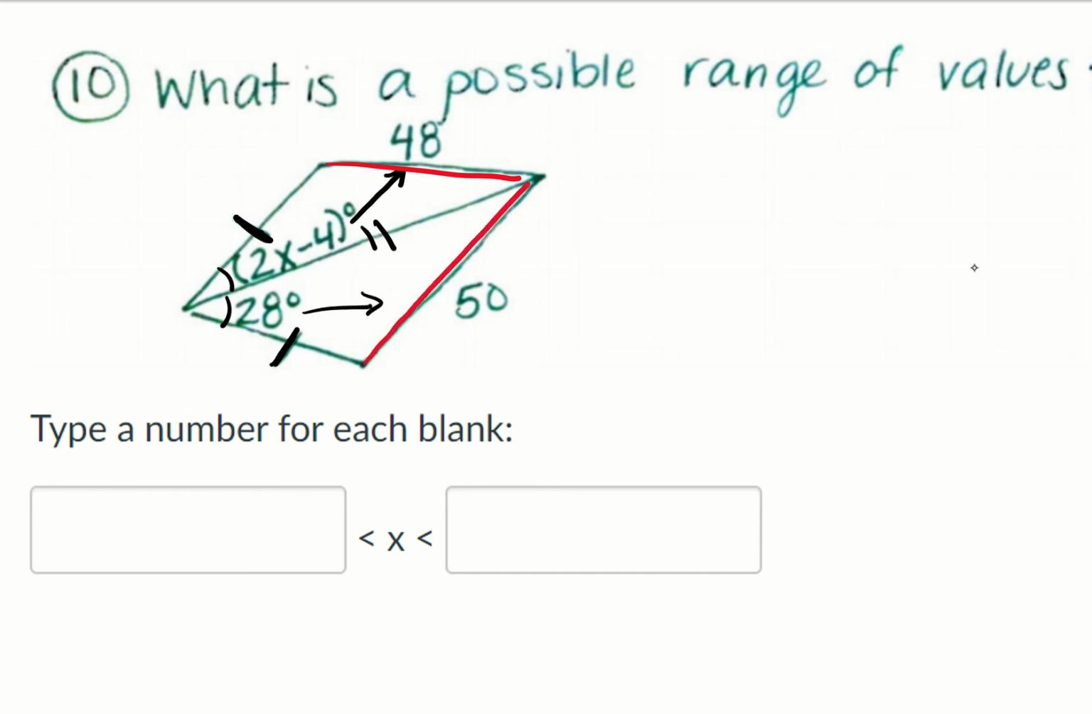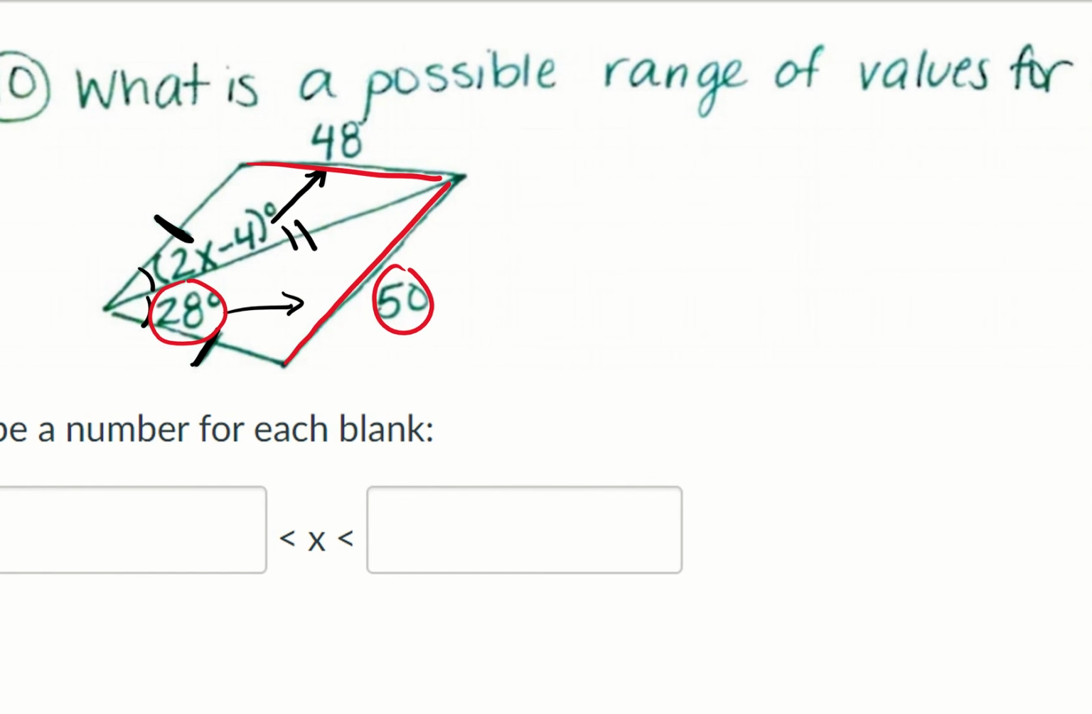Which one's going to be larger? Clearly 50 is the larger number, so that means this is the larger angle. So that means 28 is bigger than 2x minus 4, and 2x minus 4 has to be less than 28, by the logic we just stated. Okay, so we can go ahead and solve this inequality. We'll solve it by adding 4 to both sides.